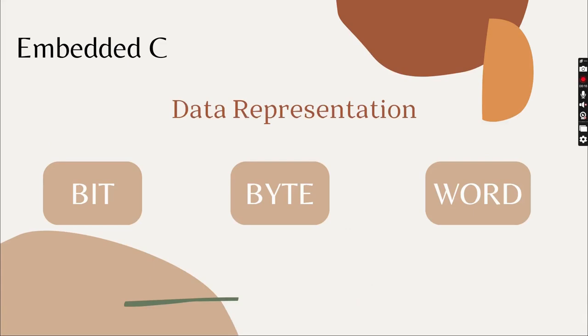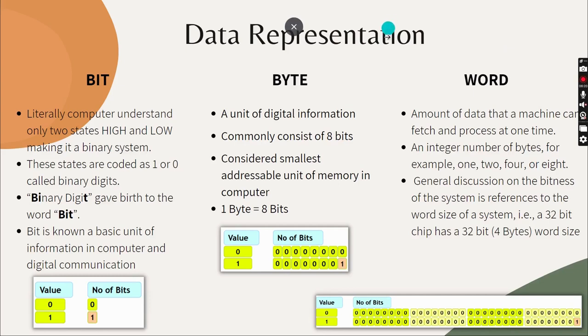First are bit, byte, and word. We represent our data in three ways: bit, byte, and word. Bit stands for binary digit. Binary means two, like only high and low, 1 and 0. When you see here, binary digit, bi and digit d combine and we get the bit. A byte is a combination of bits. One byte consists of 8 bits.